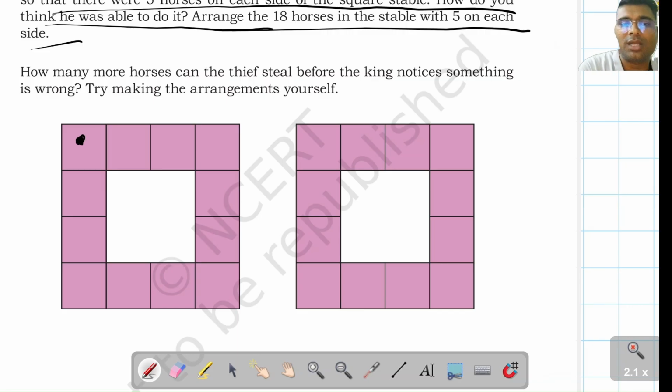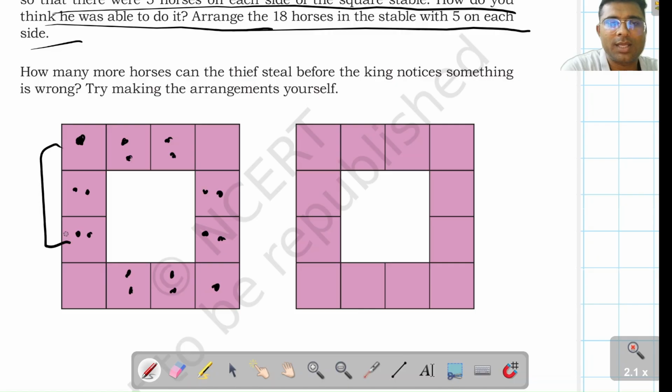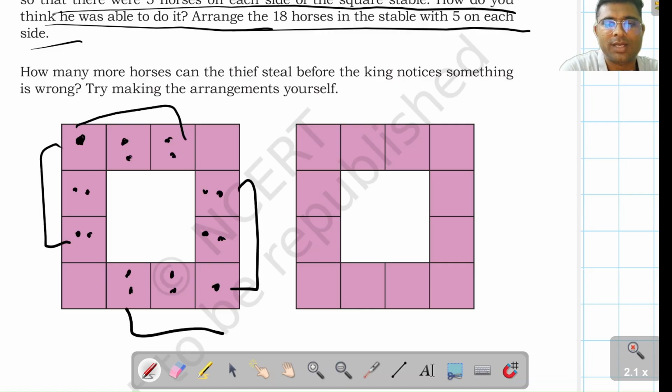So in the same way, when now you have 18 horses, it means 2 less horses than 20. So we will keep 2 horses at the junction of 2 rows. So 2 horses on the corner. So now you can make 5 horses on each side. So 1, 2, 3, 4, 5. 1 is there already. 2, 3, 4, 5. 1 is already there. 2, 3, 4, 5. So you can see here 5 are here, 5 are here, 5 are here and 5 are here, and when you will count they are 18 actually.